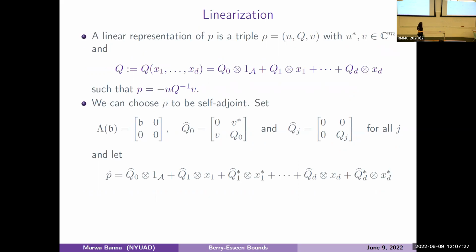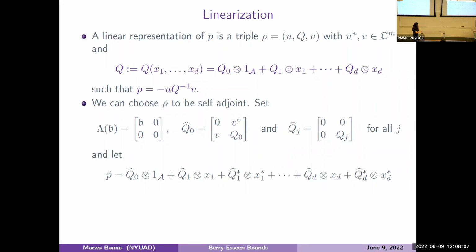But now we have very well-known techniques to do that, which is the linearization technique. If we have a polynomial P, we can find a linear representation of it, which is a triple U, Q, V, with Q being this linear pencil. And we can write P as minus U Q inverse V, where U is a row vector. Moreover, we can choose this representation to be self-adjoint, so Q is self-adjoint, and we choose U to be equal to V. We can have such constructions.